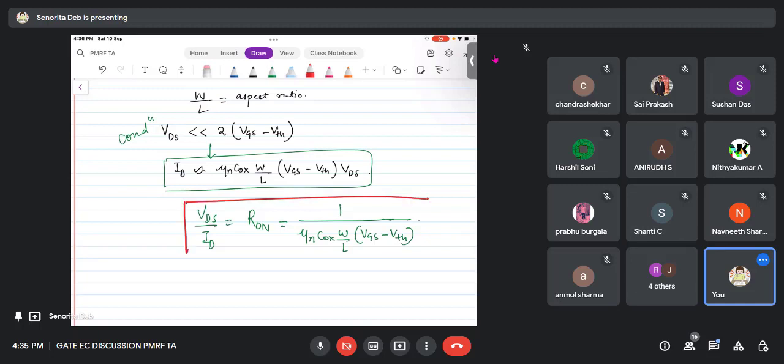Is this fine? So there was one question regarding the R on resistance. We will take that. It was in 2011 that they had asked. We'll take it last, by the end of the class. Okay. So till here, is it fine?